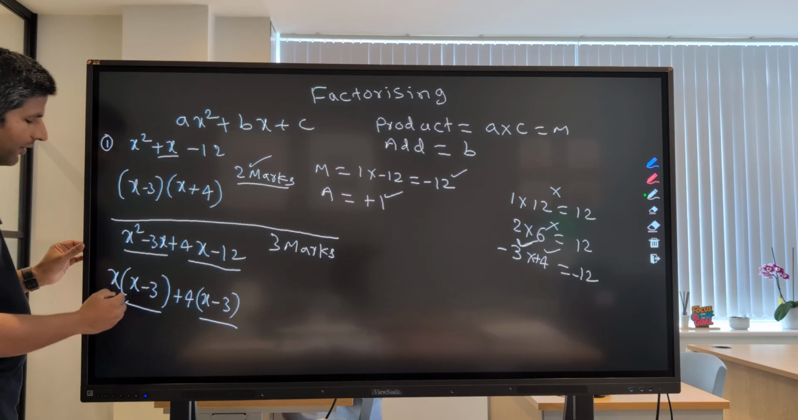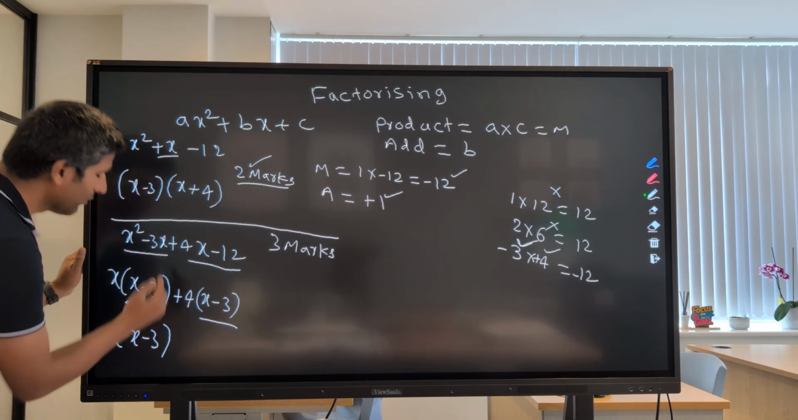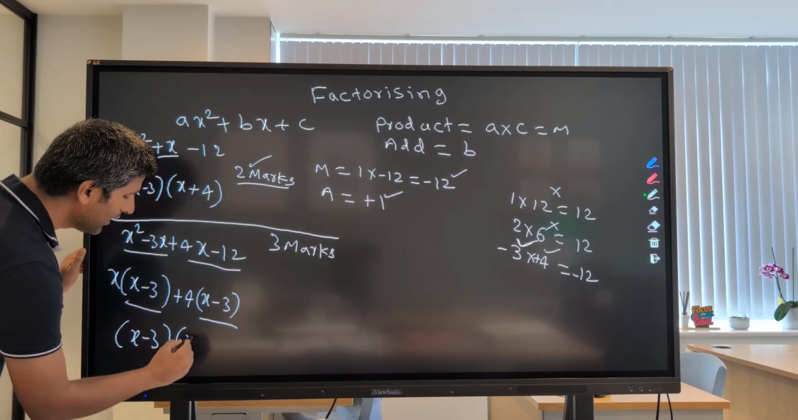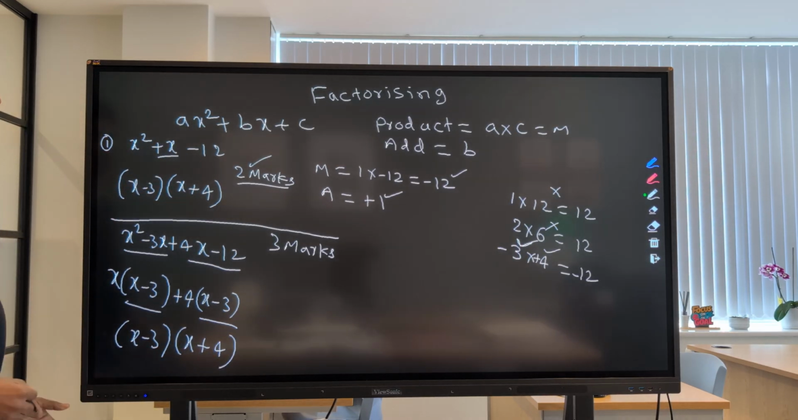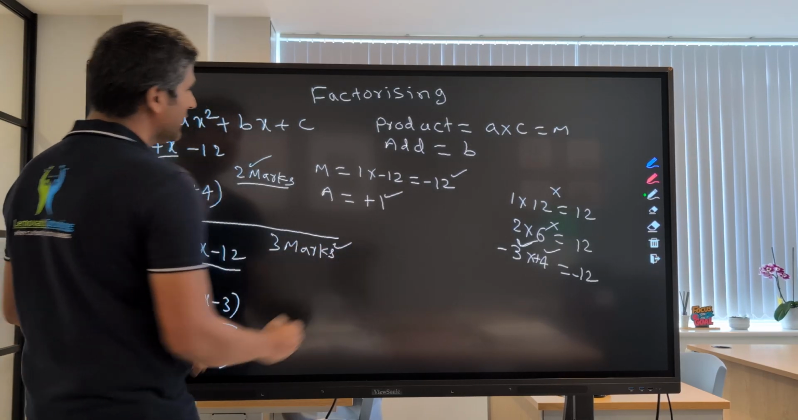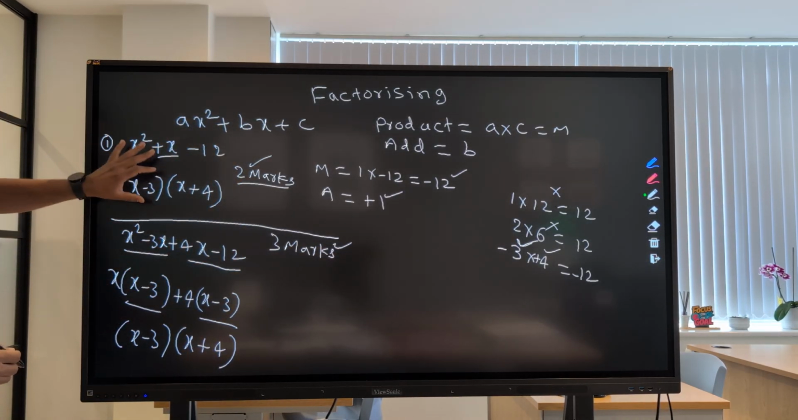And the last step is you take x minus 3 common. x minus 3, and then what's left here? x, and what's left there? Plus 4. That's it. This is for 3 marks. Now you've seen different ways you can do the factorization. This is an actual concept, and that's a shortcut.